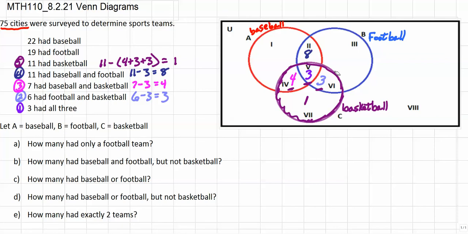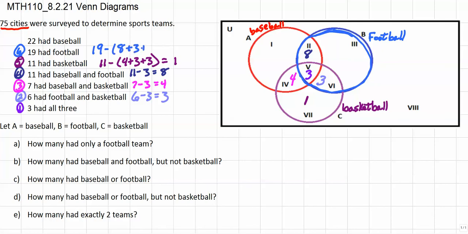Then we go to the next statement, which will be 19 had football. So that's statement number 6 that I'm dealing with. Once again, we're looking at the blue ring here. But notice that we had 8, 3, and 3 already accounted for. So we simply take 19 and we subtract the group 8 plus 3 plus 3. So we're going to have 19 minus 14, which will be 5. And that will go right in here.